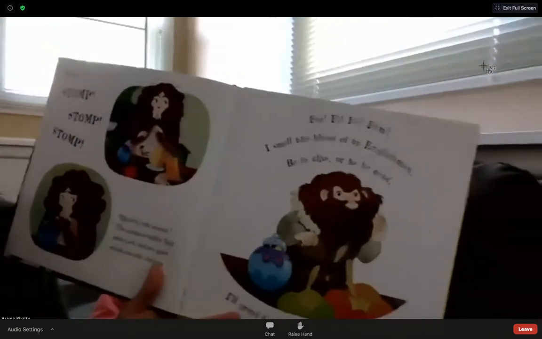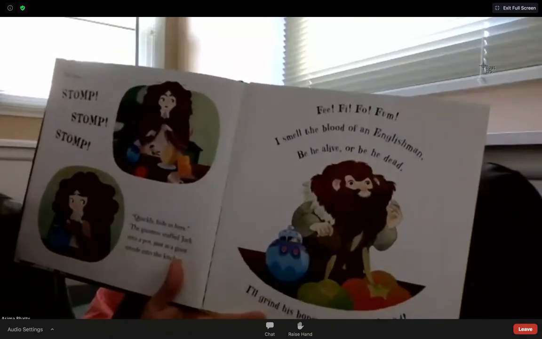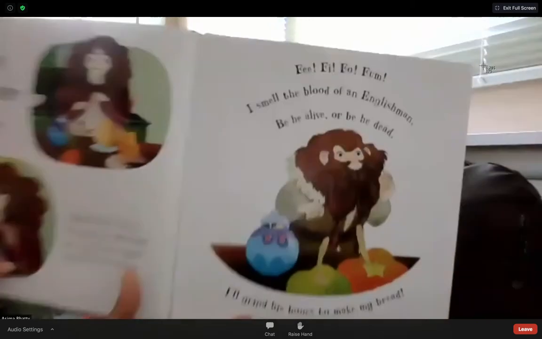Fee, fi, fo, fum, I smell an Englishman, be he alive or be he dead. I grind his bones to make my bread.